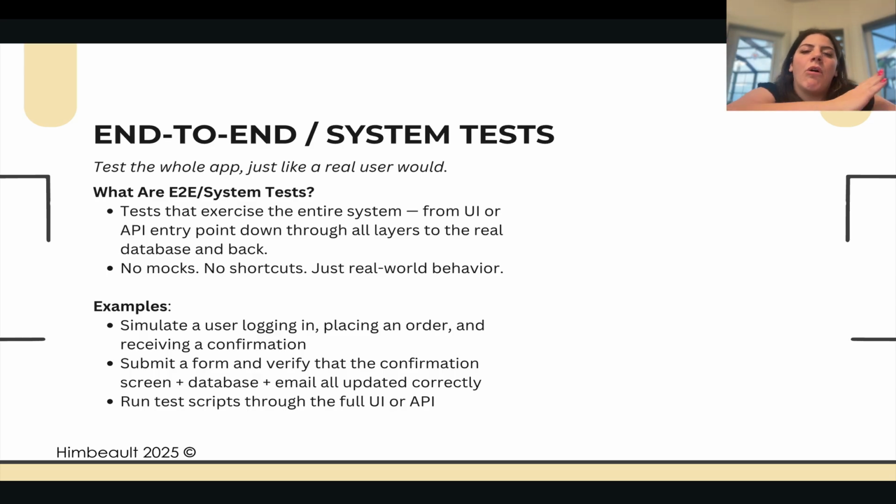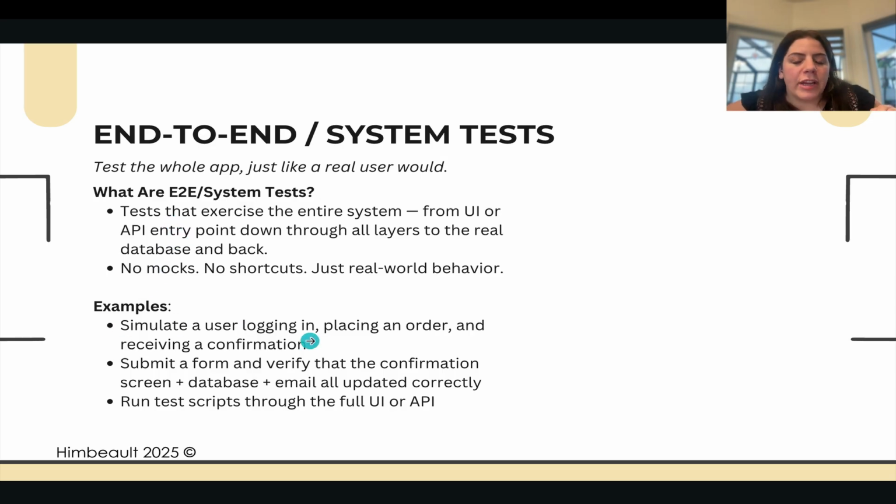This is when we test our whole application, imagining how a real user might use our application or misuse our application, right? So we have tests that should exercise the entire system from the UI or the API entry point all the way through all of the layers, all the way down to the real database, and then all the way back up. No mocks, no shortcuts, right? This is real world behavior.